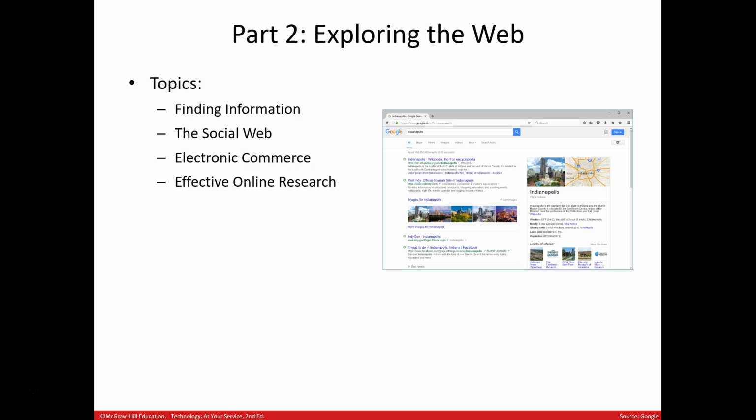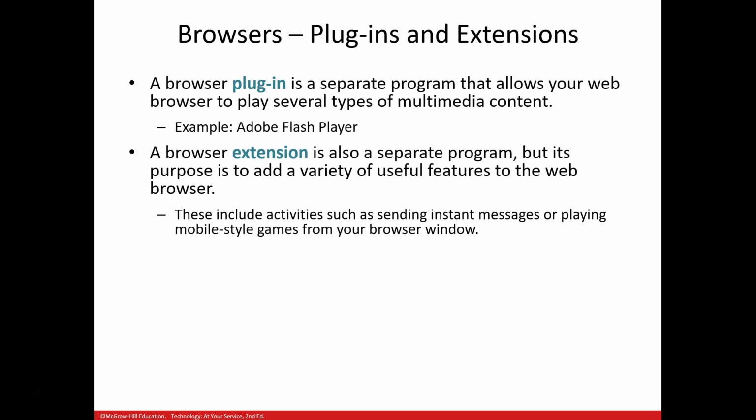A plugin is a separate program that allows your web browser to play several types of multimedia content like Adobe Flash Player. So if you like to watch movies or do something multimedia, you probably need to download and install Adobe Flash Player. A browser extension is also a separate program, but its purpose is to add a variety of useful features to the web browser.